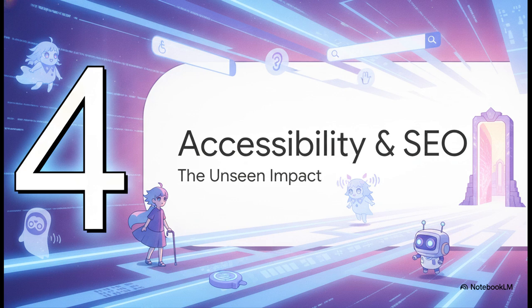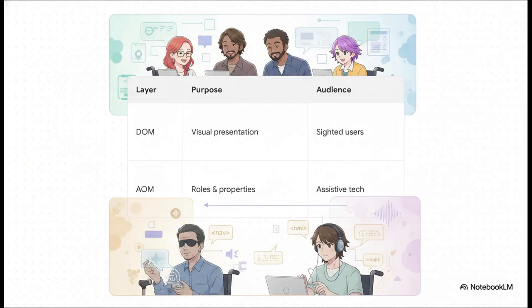Section 4. Accessibility and SEO benefits. The unseen impact. Let's look at the hidden reasons behind this structure. Did you know browsers actually create two different layers for interpreting our content? The first is the DOM, or Document Object Model, which creates the visual presentation that sighted users see. The second is the AOM, or Accessibility Object Model.